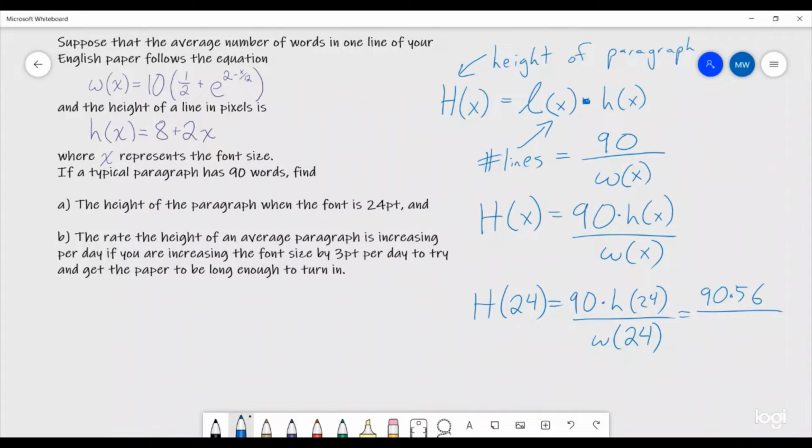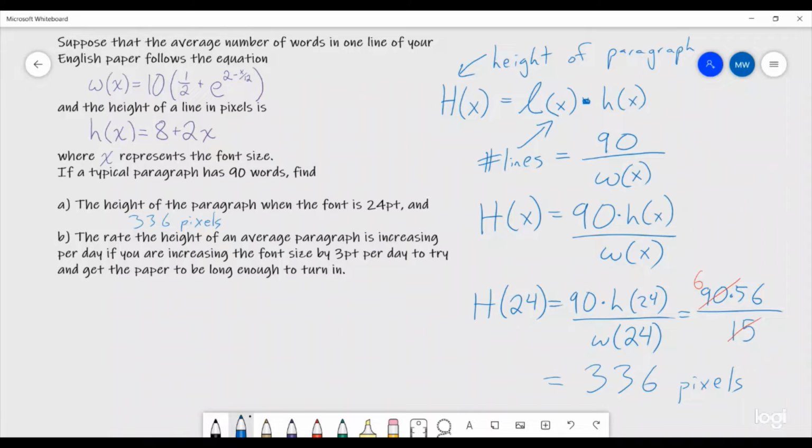And when we plug 24 into the width, we get 10 times (1/2 plus e to the 2 minus 2). So that's 10 times (1/2 plus 1). So that's 10 times 1.5, so that's 15. Well, 90 over 15, those divide nicely. So that means that the top is a 6, so the height at 24 is 6 times 56, or 336 pixels. So that is how tall this paragraph is going to be. So the height of the paragraph when the font is 24 point is 336 pixels.